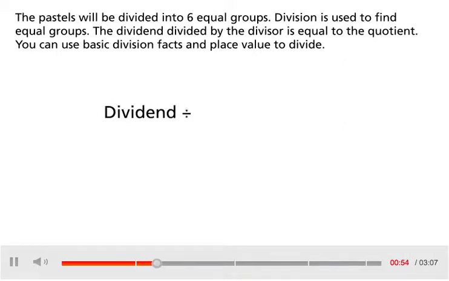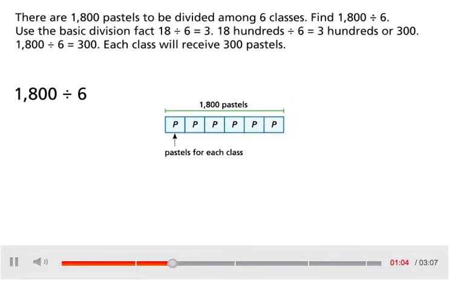The dividend divided by the divisor is equal to the quotient. You can use basic division facts and place value to divide. There are 1,800 pastels to be divided among 6 classes. Find 1,800 divided by 6.